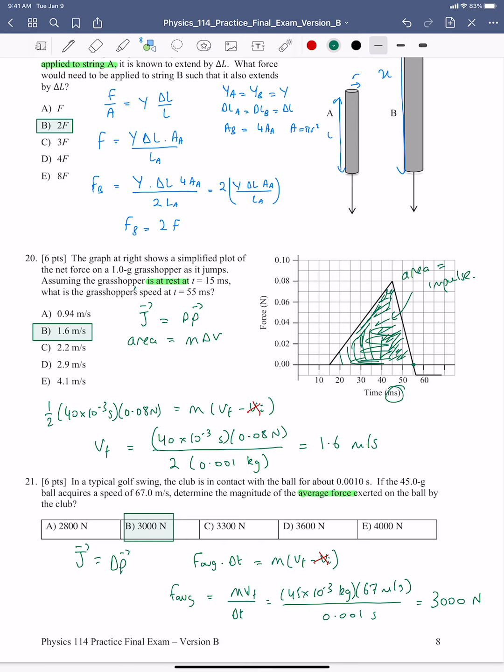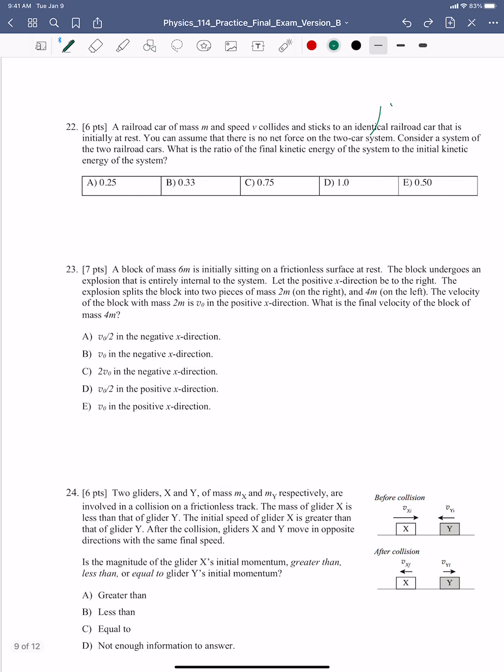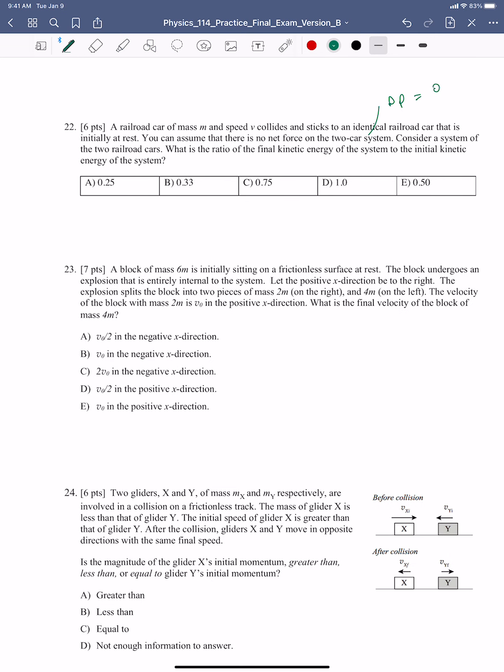Okay, I'll move into question 22. A railroad car of mass m and speed v collides and sticks to an identical railroad car that is initially at rest. You can assume that there is no net force on the two-car system, so that means that the change in momentum is 0, which means that Pi equals Pf. Consider a system of the two railroad cars. What is the ratio of the final kinetic energy of the system to the initial kinetic energy of the system?